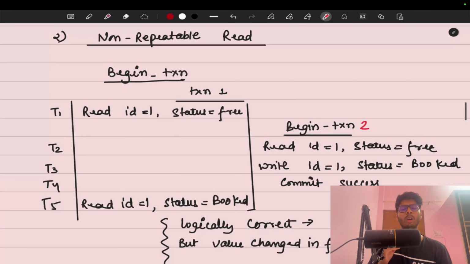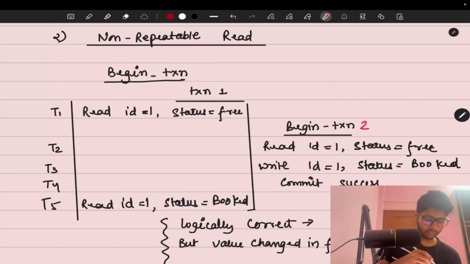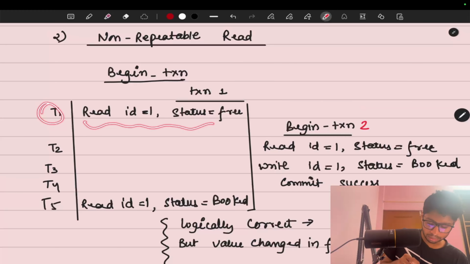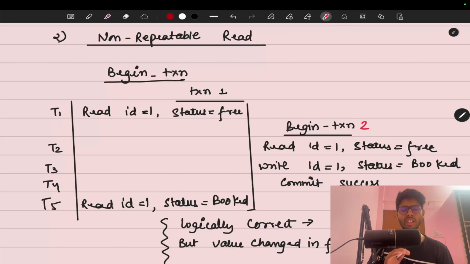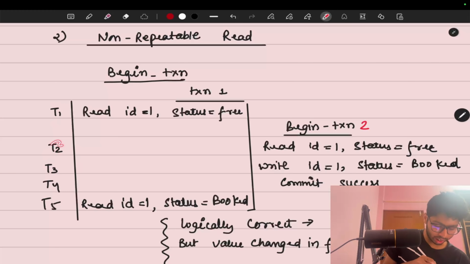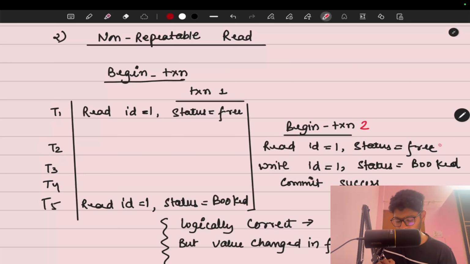Now let's understand the problem of non-repeatable read. Again there are two transactions, transaction T1 and transaction T2. Transaction T1 at time T1 makes a read call to the system, id equals 1 and status equals free. Everything is perfectly fine. Transaction T2 starts at time T2 and also makes a read call, id equals 1 and status equals free. At time T3 it changes the status to booked, and at time T4 it commits the transaction, and the transaction was successful this time.